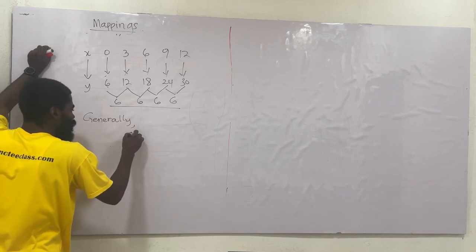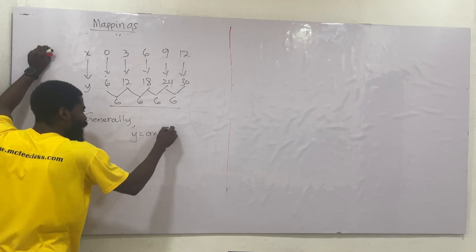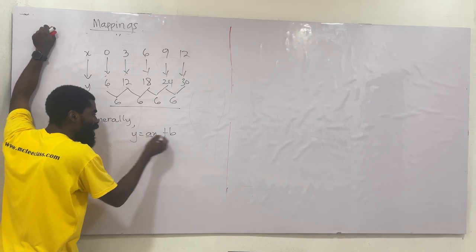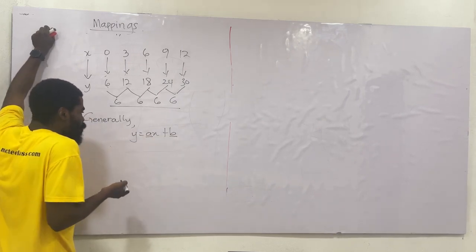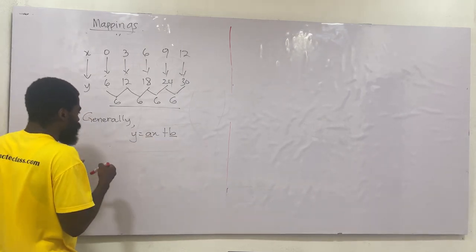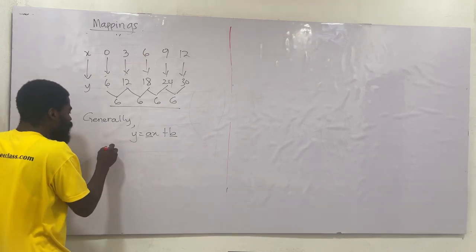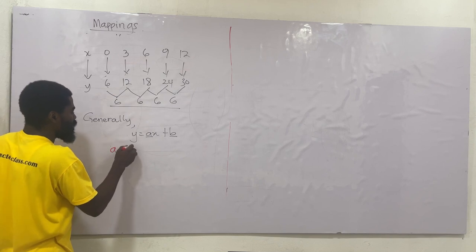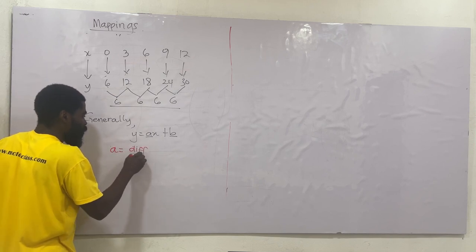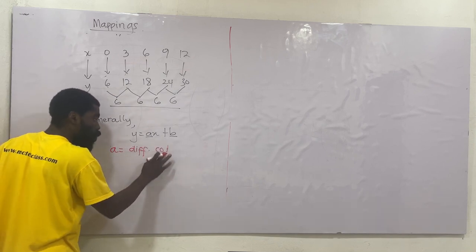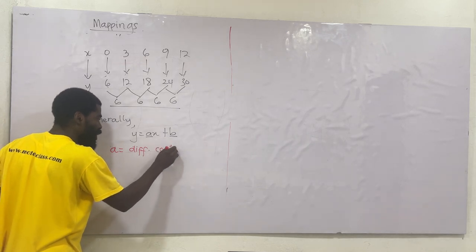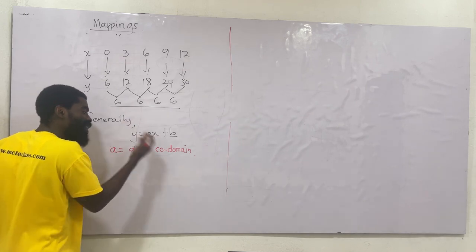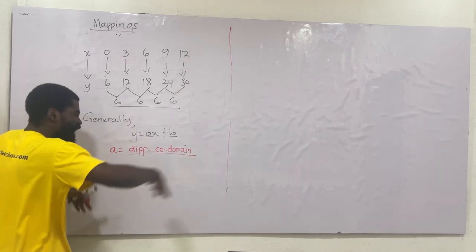All linear mappings are of the form y equals ax plus b. What's our job here? Our job is to find a and also find b. So how do we find a? a equals the difference in the codomain over the difference in the domain. So a equals the difference in the codomain. We know that to be 6. The codomain, not the domain. Take note. If a student does the domain, it's not so. It's the codomain, and that's a gradient. We're changing y over changing x. It makes sense. That's the link there.